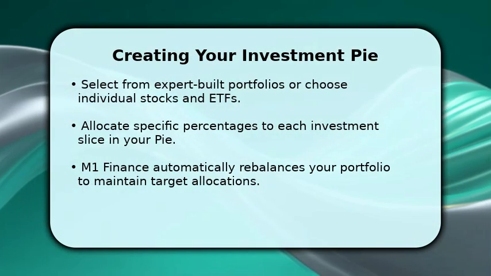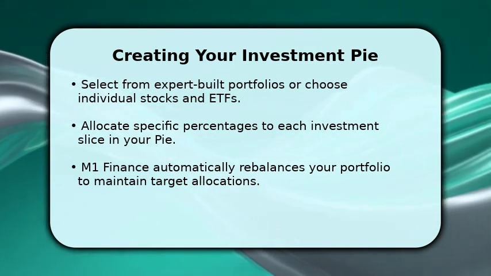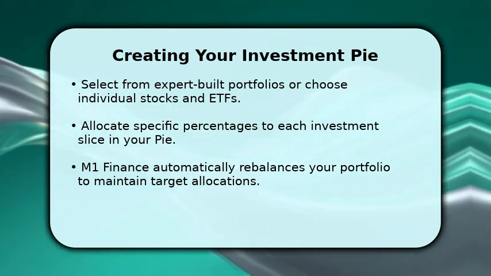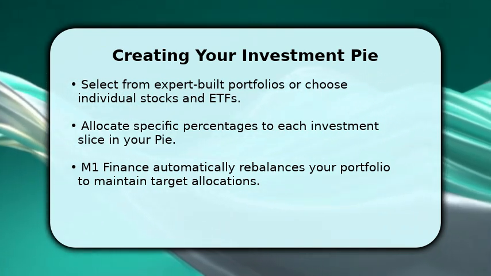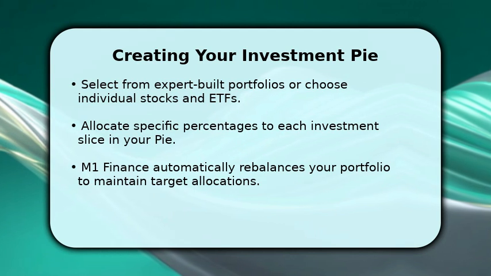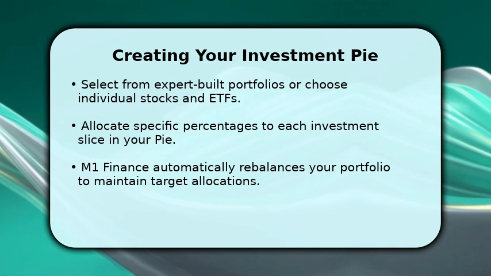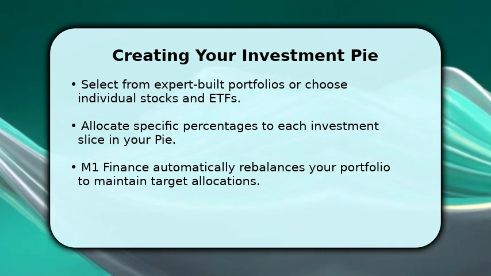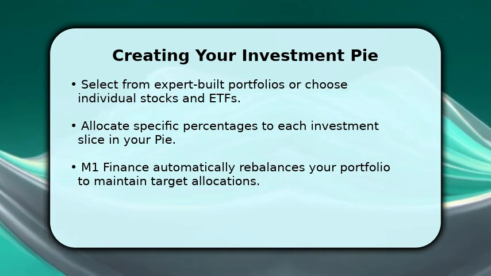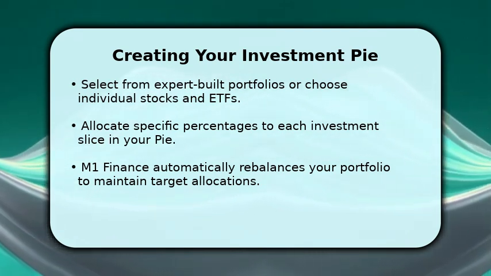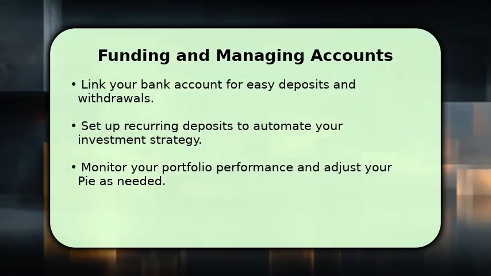To create your investment pie, navigate to the Invest tab. Here, you can choose from pre-built expert pies or select individual stocks and exchange-traded funds. Assign a percentage to each holding, ensuring your total allocation equals 100%. M1 Finance will then automatically invest your deposits according to these percentages, helping you stay on track with your financial goals.